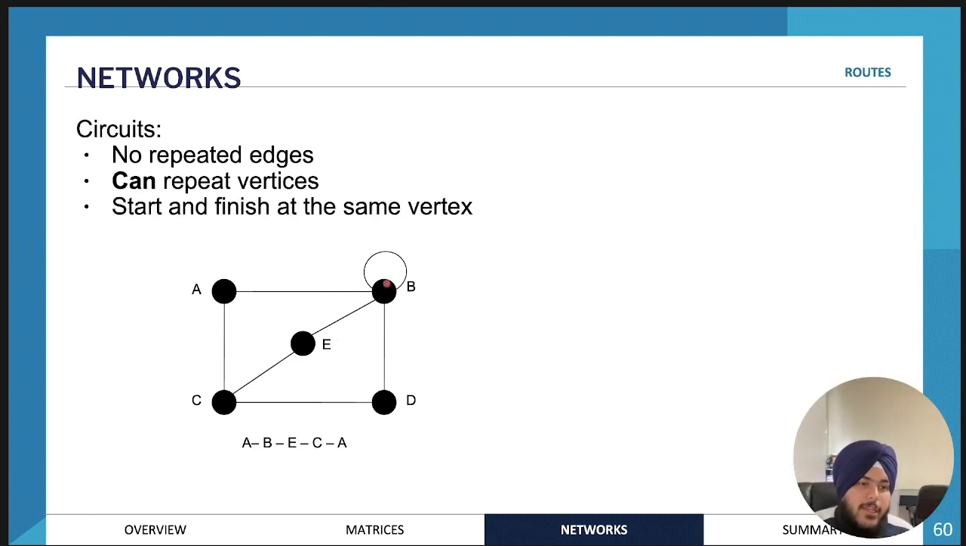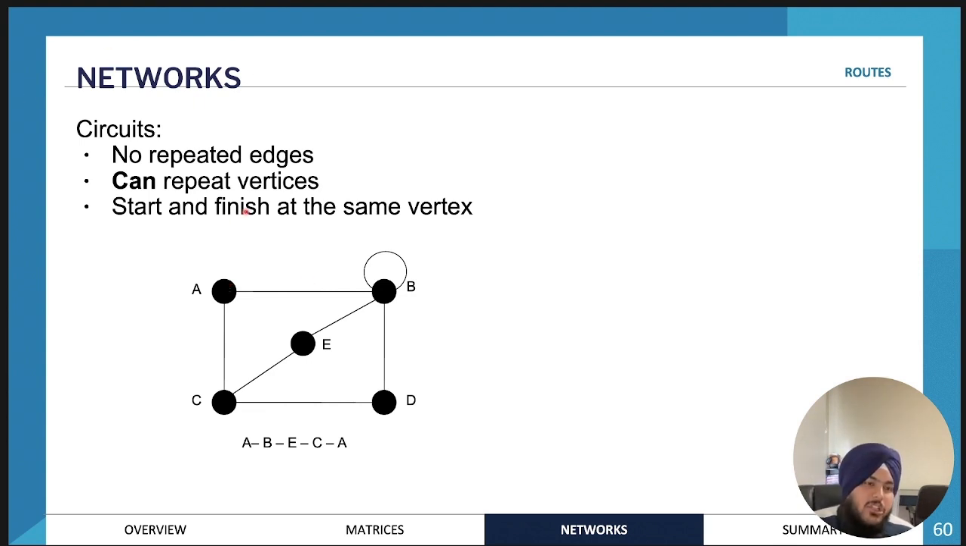Next, we come to circuits. So a circuit is essentially where you're not repeating any edges, so you're not passing through the same edge more than once, but you can repeat vertices, and you're going to start and finish at the same vertex. So an example of a circuit might be A, B, E, C, A. So that is an example of a circuit. Remember, you don't have to visit every single vertex.